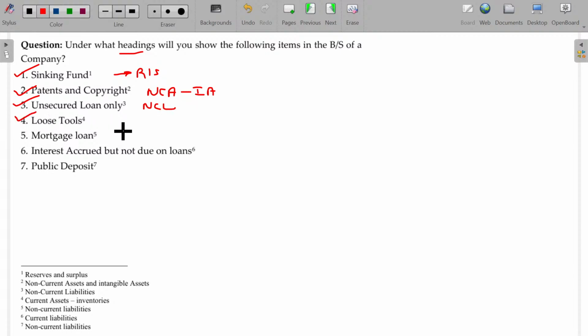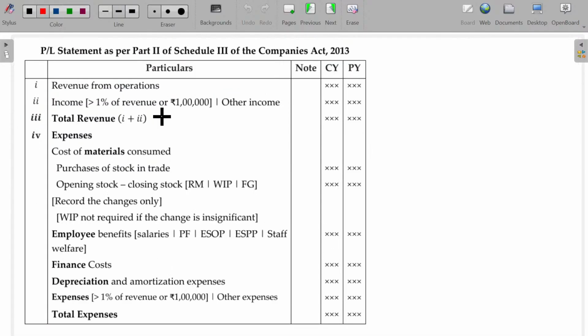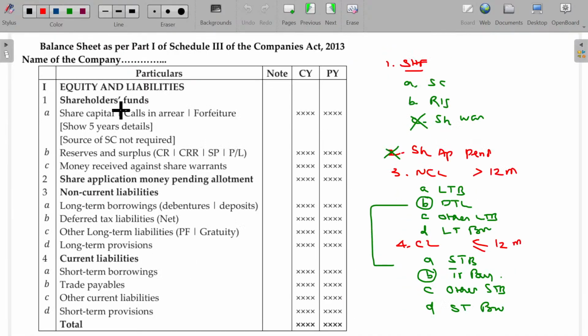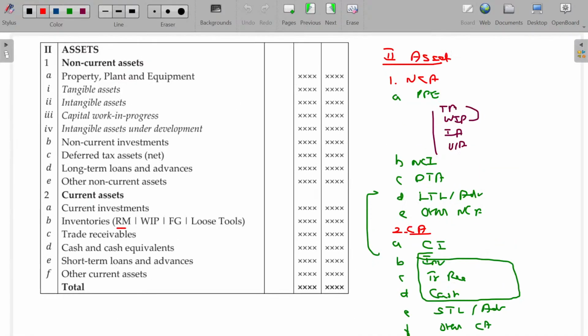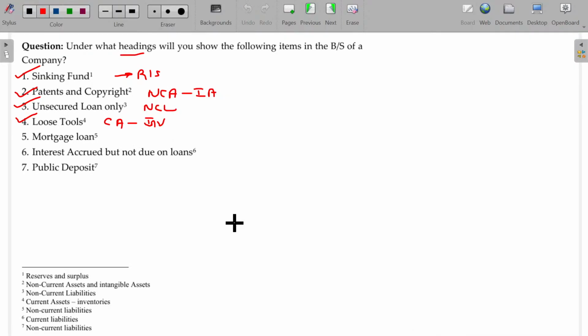Loose tools will be inventory. Current asset, under current asset, inventory. So in inventory, what items will be there? Raw material stock, work in progress stock, finished goods stock, and loose tool stock. All these things will fall under inventories. Mortgage loan, usually nothing stated, it's a non-current liability only, under that long-term borrowings, or simply put the value as mortgage loan.